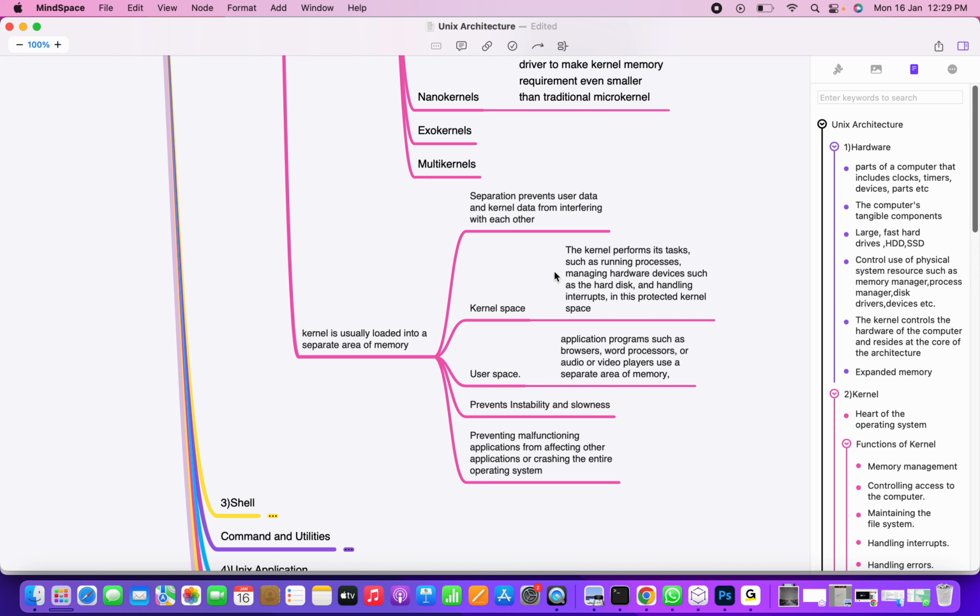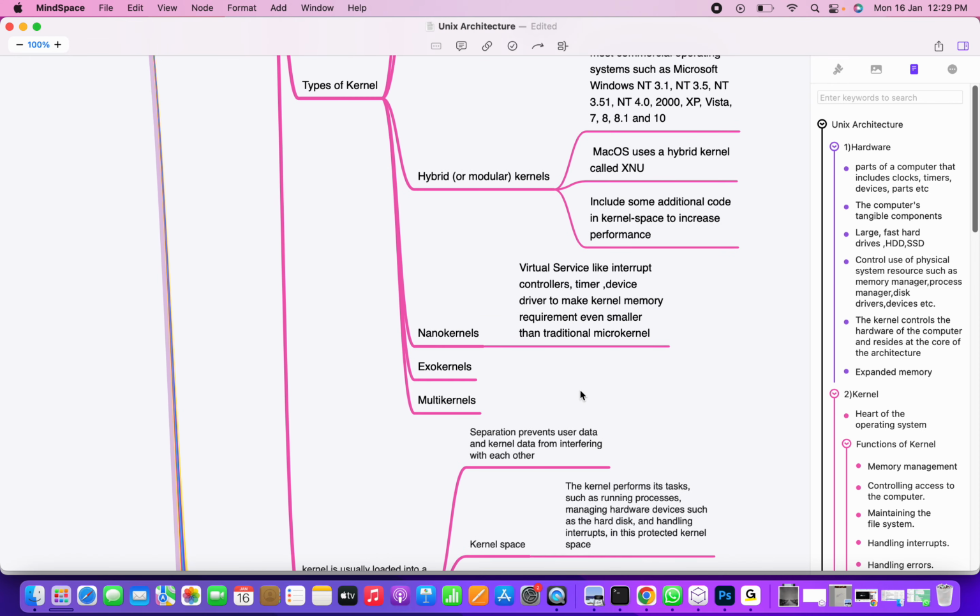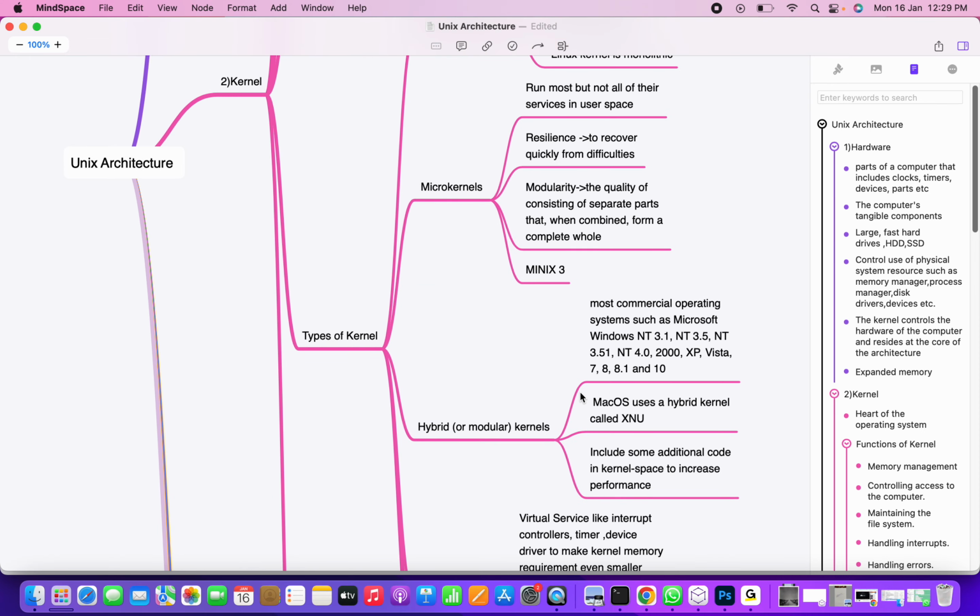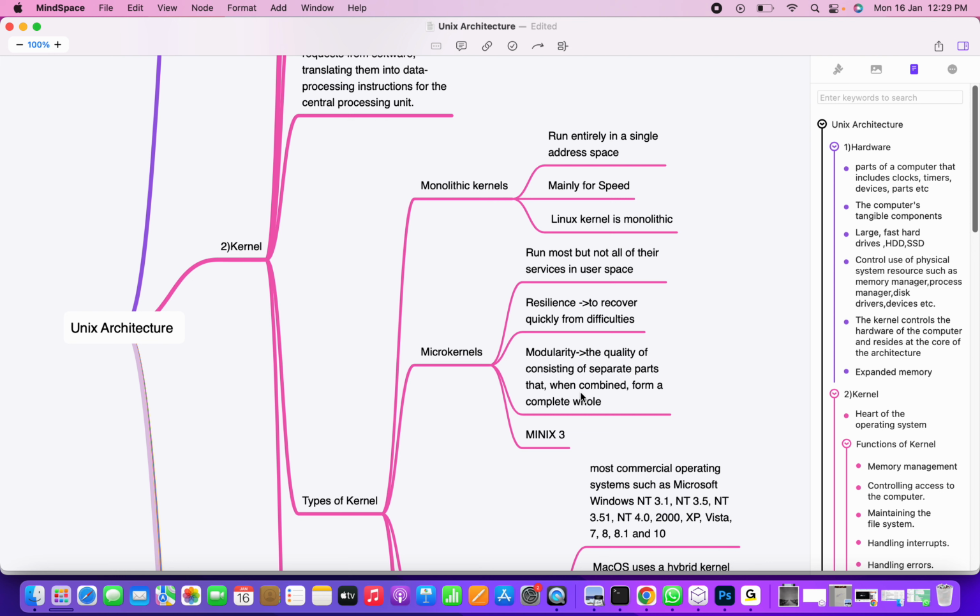Okay, so now we got to know how the kernel space is going to be allocated for the kernel-specific process and the user-specific process. Based on the same logic, the types of kernels have been designed. First is monolithic, where the entire kernel runs in a single address space, so everything runs in one space. It's mainly for speed. Linux is an example of a monolithic kernel.